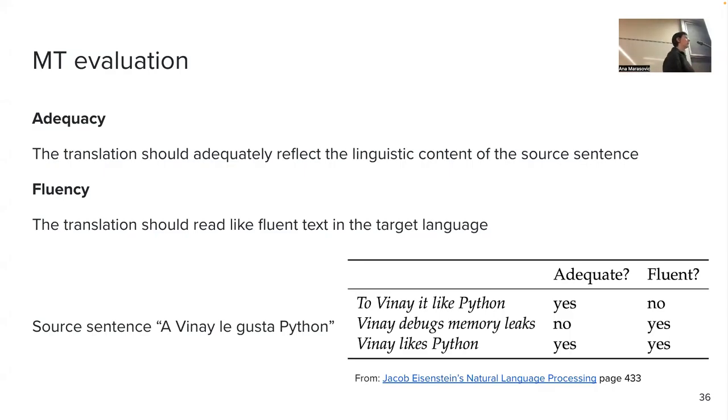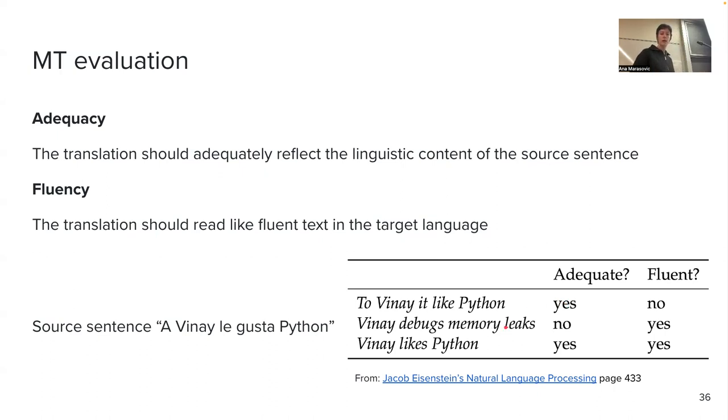Two things matter when we evaluate MT. One is adequacy: the translation should adequately reflect the content of the source sentence. And fluency: the translation should read like fluent text in the target language. Here we have an example from Jacob's book. The source sentence is Spanish, "A Vinay le gusta Python." Then we have these translations in English: "To Vinay it like Python," "Vinay debugs memory leaks," "Vinay likes Python." Here, "To Vinay it like Python" is adequate because it gives the content from the source, but it's not fluent, right? This is not a legit sentence you would say in English.